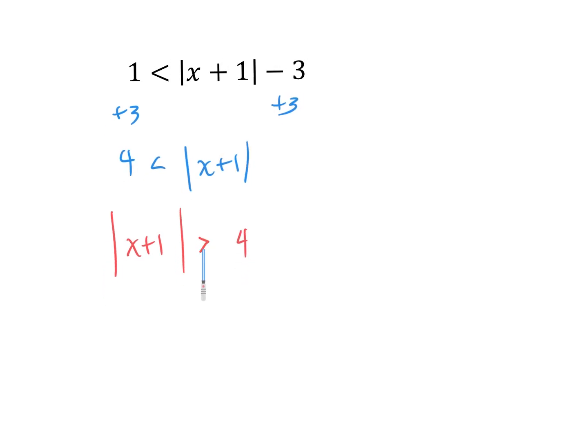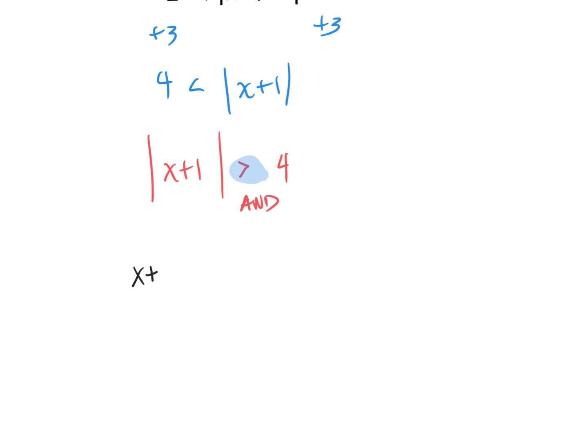Then what symbol is this? Less than or greater than? This is a greater than, so I know it's going to be an and. Notice that I couldn't have done it from up here because that was a less than sign. Nope, can't do it from up there because my absolute value wasn't alone and by itself. All right, let's set up our 2 equations, y'all. Let's set them up. We got x plus 1 is greater than 4.